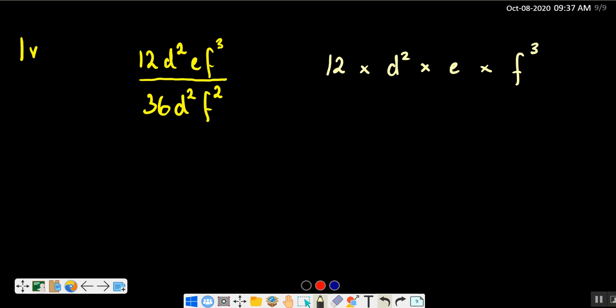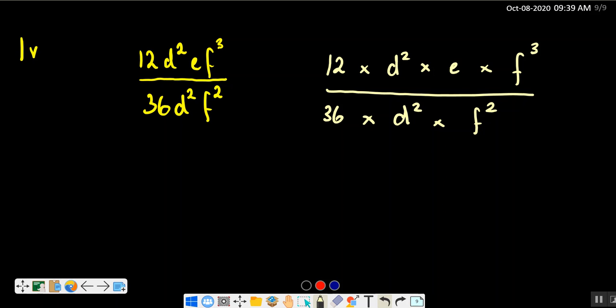Okay? All of that is divided by 36 multiplied by d to the power of 2, multiplied by f to the power of 2. Okay, so I've just split it up. Are you all okay with that? Not done anything with it yet. There's nothing I can simplify on the top because all the letters are different. The bases are different. And there's nothing I can simplify on the bottom because they're all different.